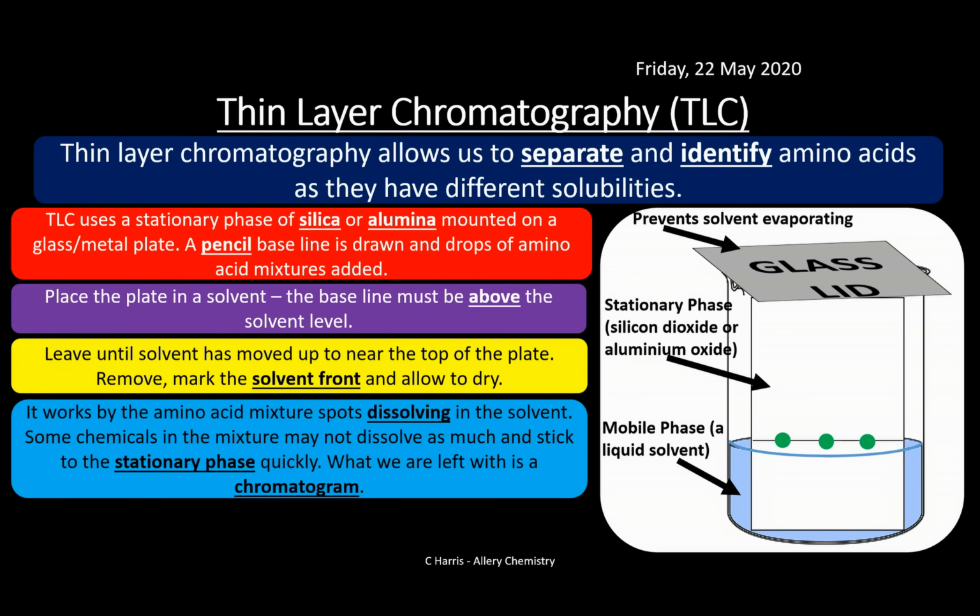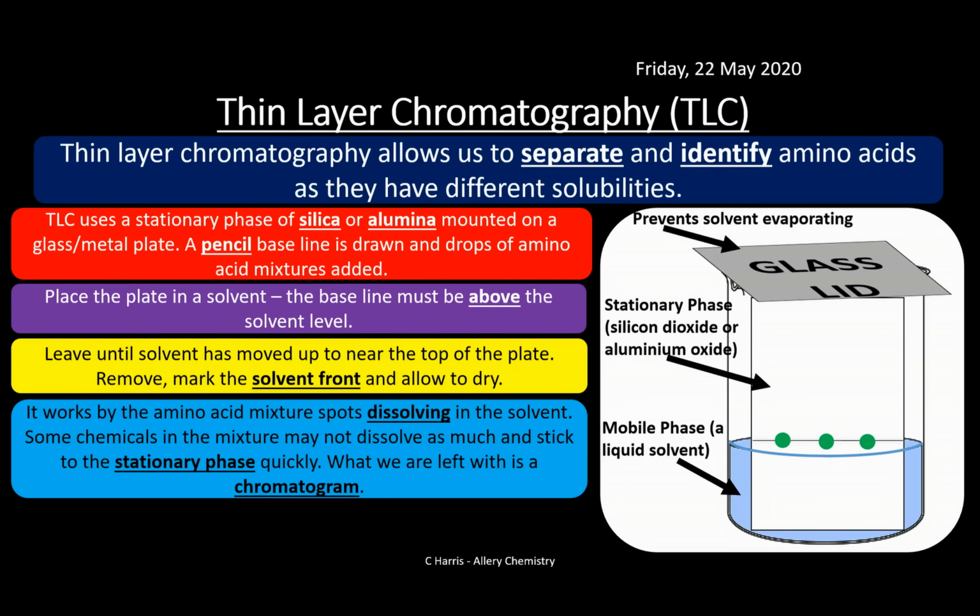So what you'll find is you'll get a few dots that are migrating up. So you might get a dot here, and a dot here. The ones higher up the chromatogram are the most soluble in the solvent. The ones lower down in the chromatogram are the least soluble in the solvent and have actually kind of stuck or spent more time on the actual chromatogram.